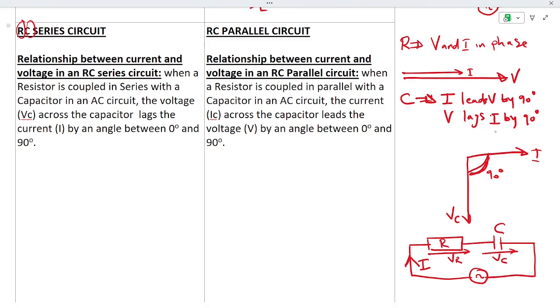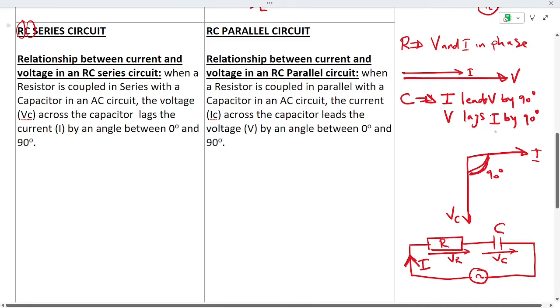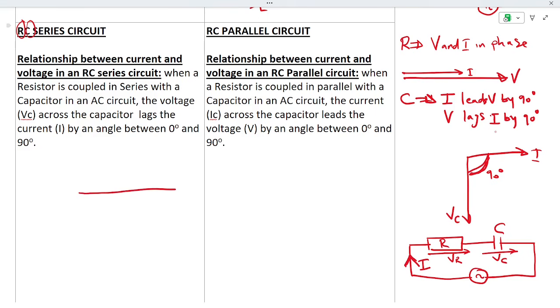In series, let's draw. What is the common element? Our point of reference is going to be the current. Why do we start with the current? Simply because the current is the only thing in the circuit that does not change. That's what you should know. Now, how is the voltage of the resistor versus the current? The voltage of the resistor versus the current is going to be in phase. So that is our VR.